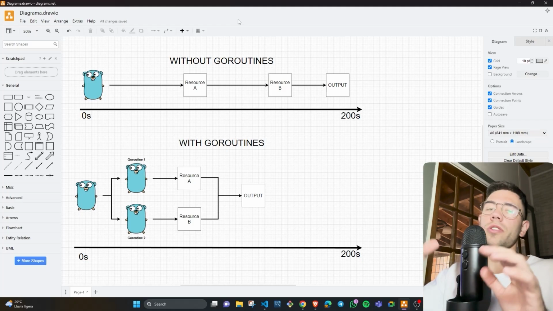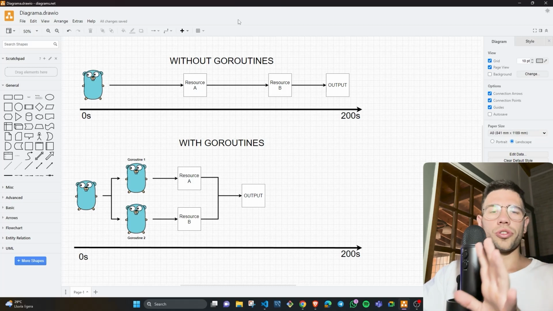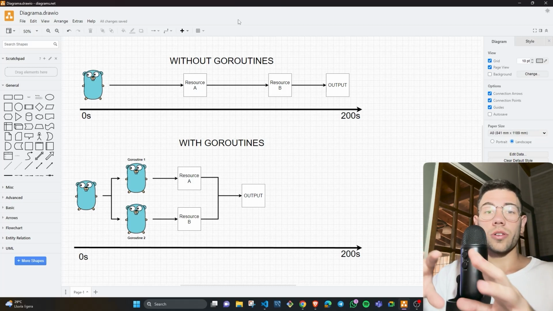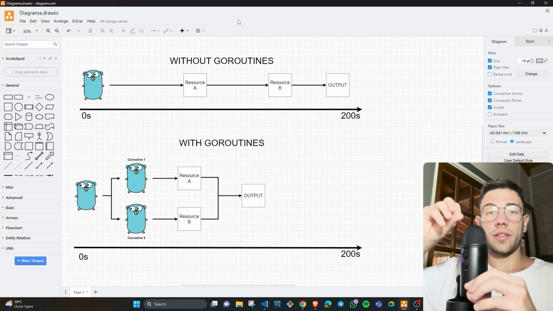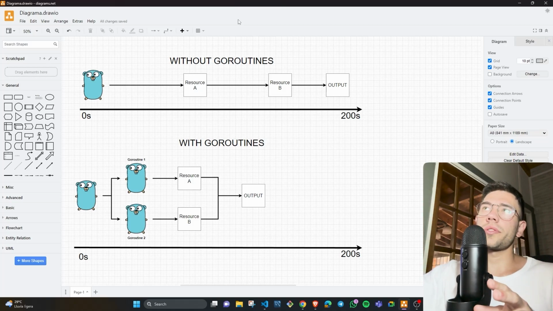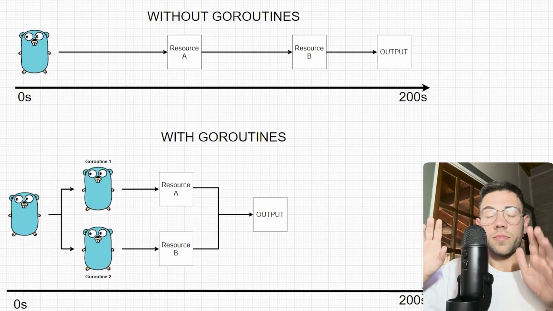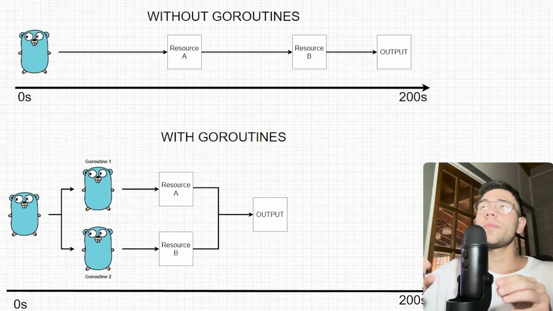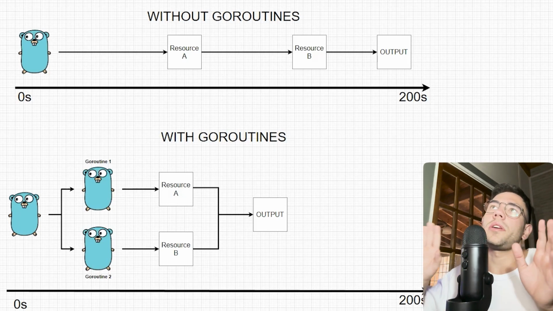Okay, so first we have here a diagram where I try to show you some examples of programs that need resources. And here we show how to get those resources in a sequential way and how to get these resources with concurrency. Okay, first of all, we have here a main program, in this case in Golang, but it could be in any programming language.